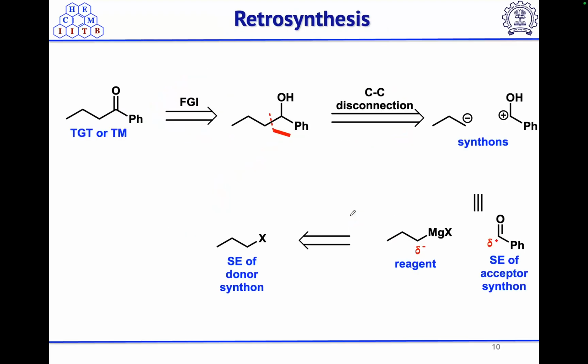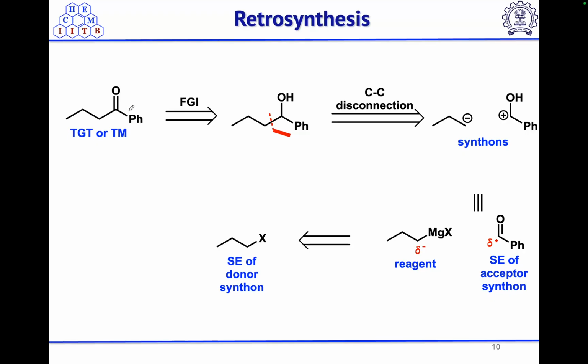Another simple example we'll see. What is happening here? This is the compound, one, two, three, four, this carbonyl compound. If we think about this C-C disconnection approach.